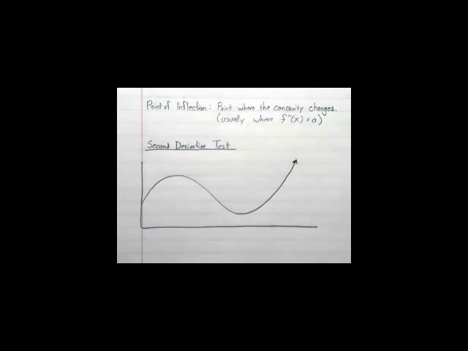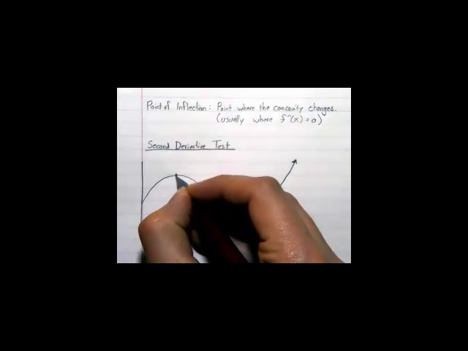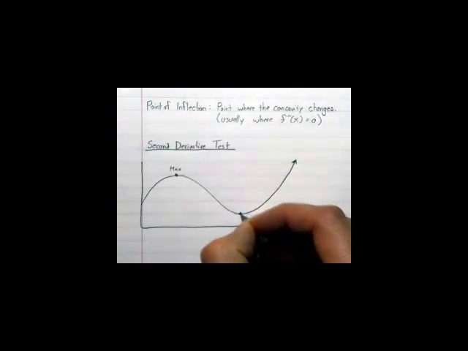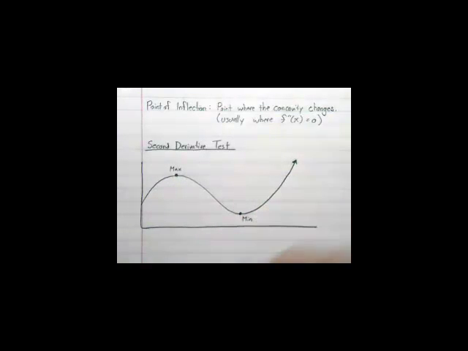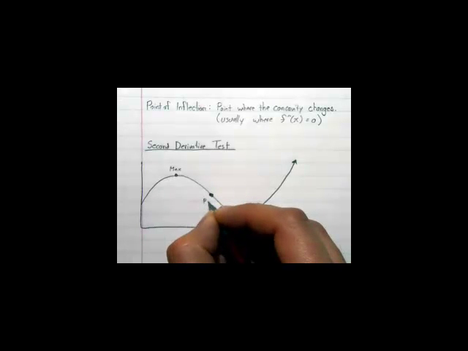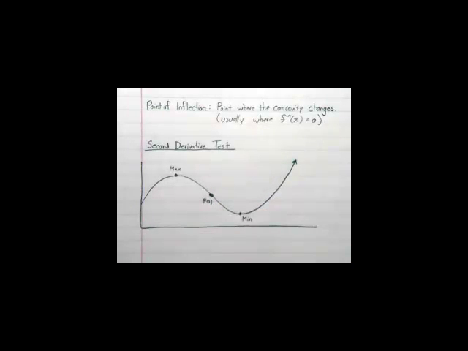Okay, so let's say we got that. Here's a max. Here's a min. And your point of inflection is probably somewhere about right there. So we'll just call it POI, point of inflection. Okay, so what's true? Let's look at just the maximum to start with here. What's true of the first derivative at the maximum?